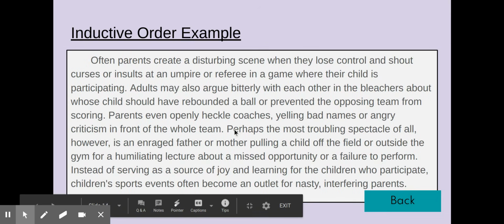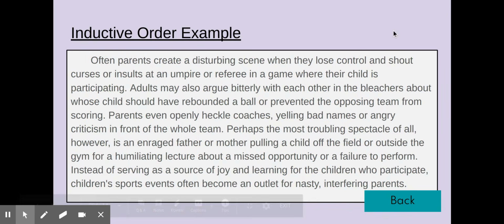In the next video, we're going to look at some more specific organizational patterns and methods of development. But for now, having a good knowledge of deductive order, moving from general to specific, is a great place to get started.